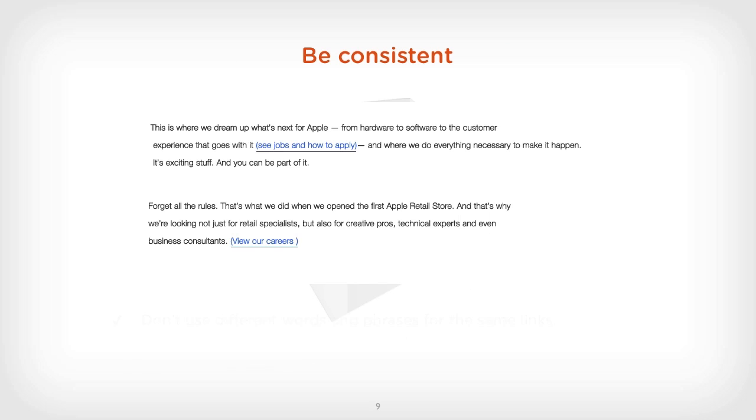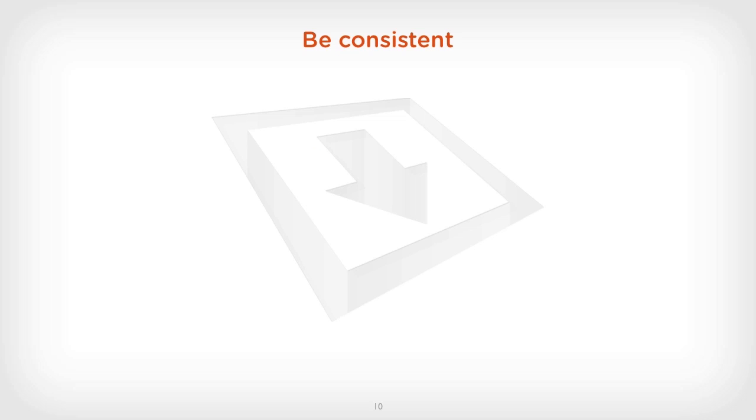Be consistent. If we look at this example here with the top and the bottom example, we've got 2 links, see jobs and how to apply and view our careers. Now those pages hypothetically link to exactly the same page. And that's not what we want, because these 2 links you need to keep them consistent. So either have jobs or have careers, but don't have both, because that's just really confusing for the user. Again, be consistent.